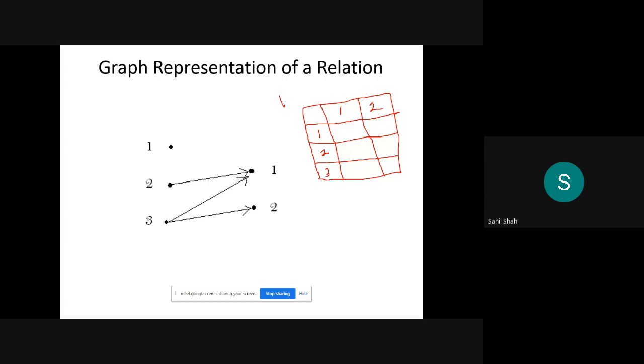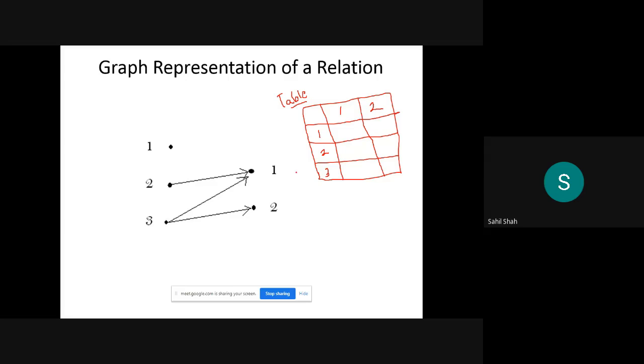I am now talking about tabular representation of a relation. You can represent it in 3 ways: matrix, diagram, or table. So what to do in case of a table? If a particular pair is present, we will mark a tick. Otherwise, we will mark a cross.